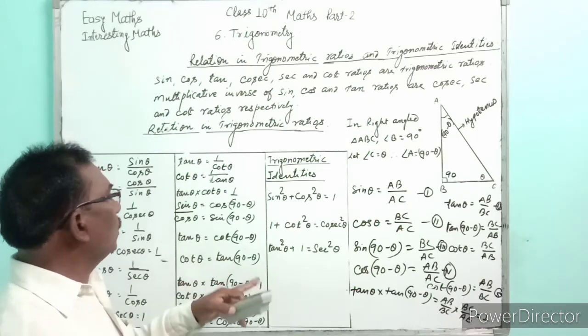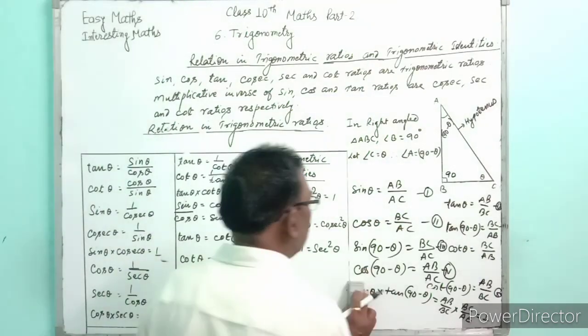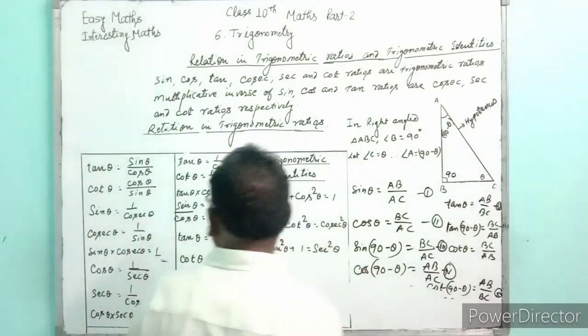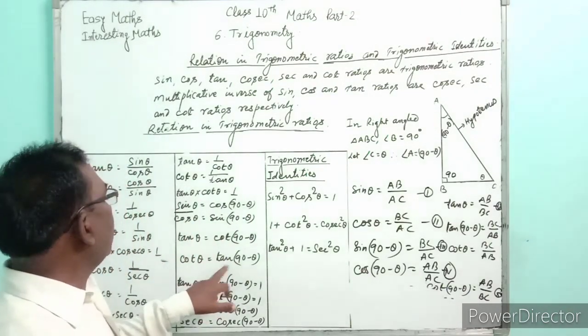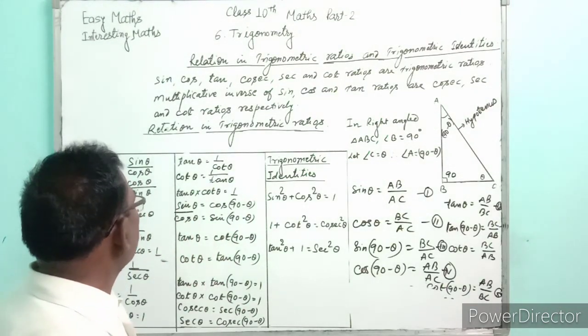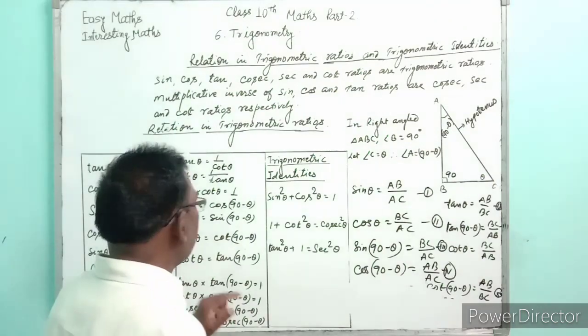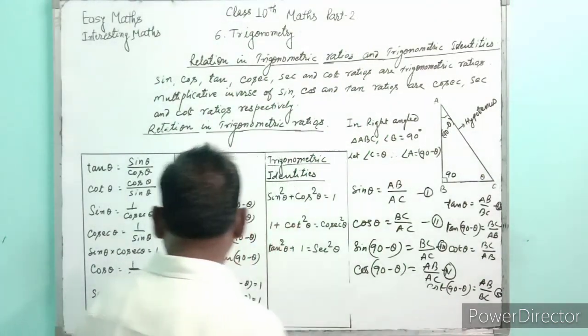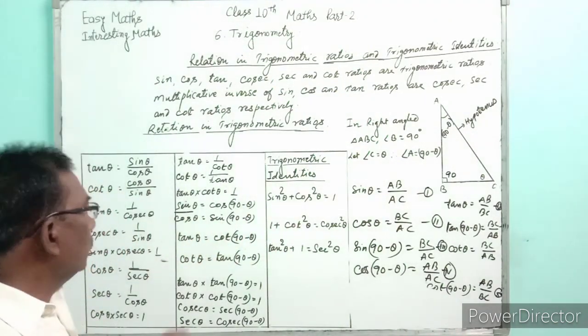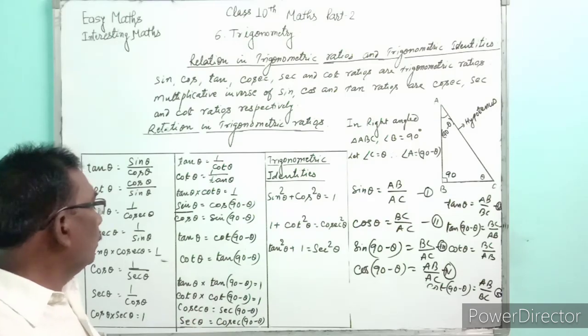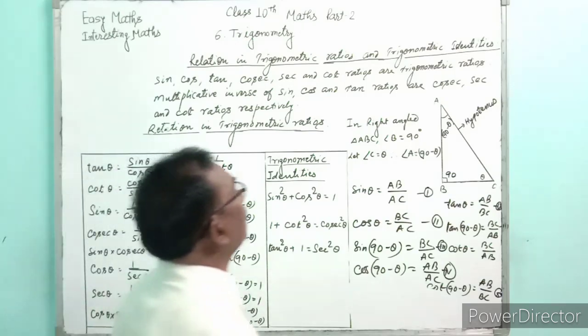Similarly, we can prove that cot theta is equal to tan 90 minus theta, cot theta into cot 90 minus theta. Now cosec theta is equal to sec 90 minus theta.